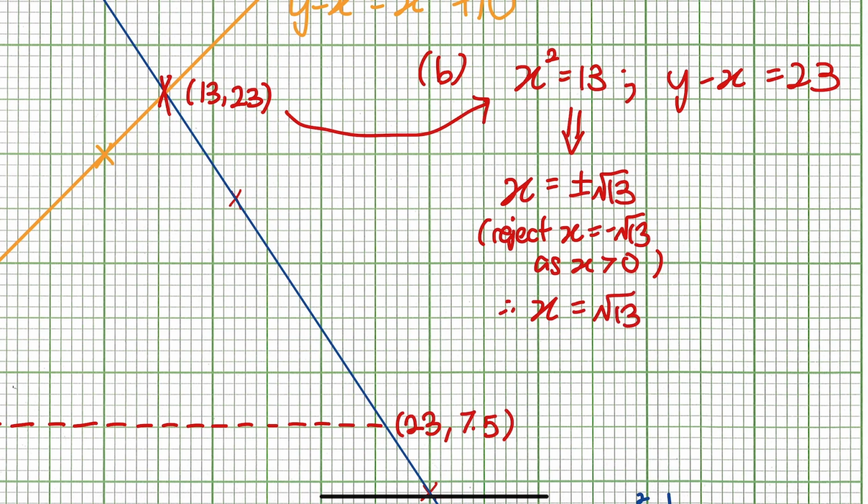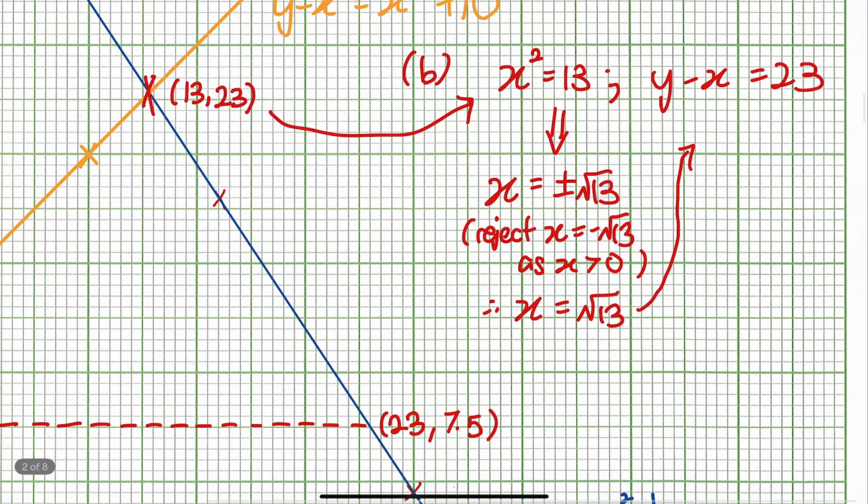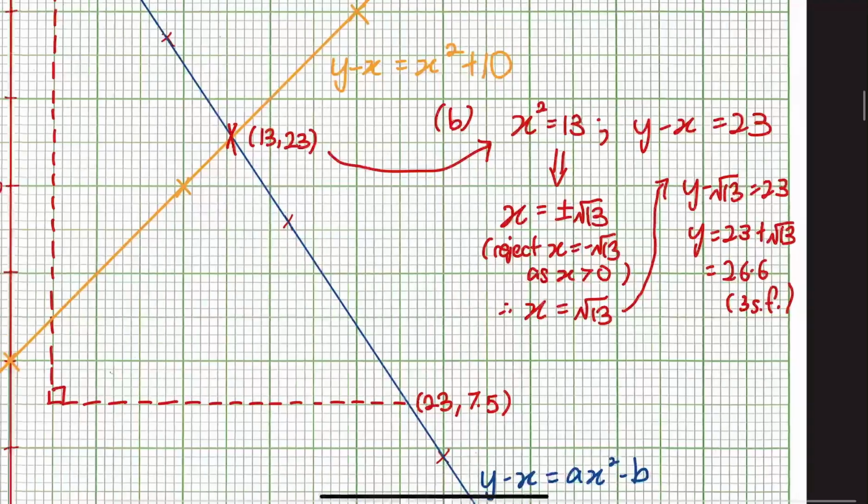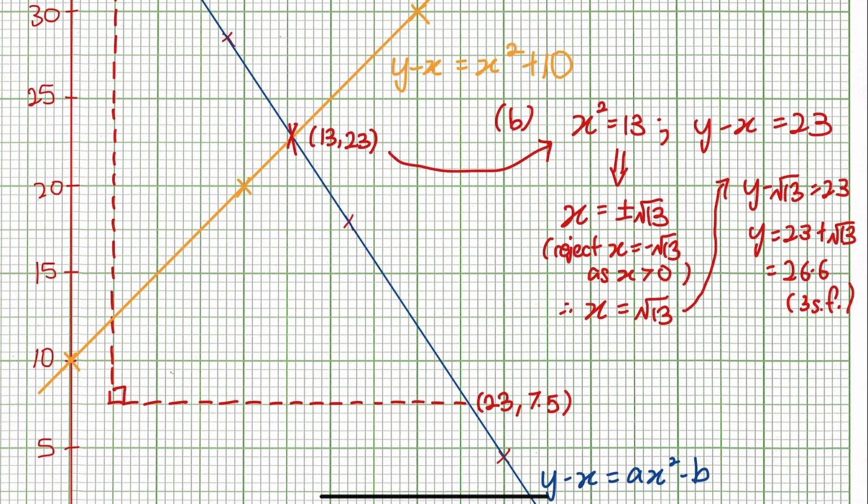And therefore, I can now substitute to find the value of y. So y minus root 13 is equal to 23. y will be equal to 23 plus square root 13, which will give me 26.6, rounded off to 3 SF. This is the answer to part B, to find the intersection points and the corresponding value of x squared and y minus x. Then I can solve for the value of x and y from here.